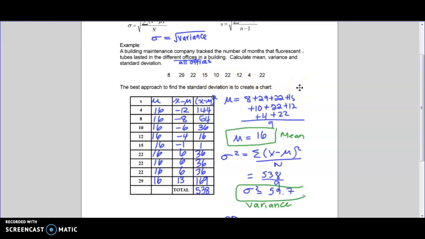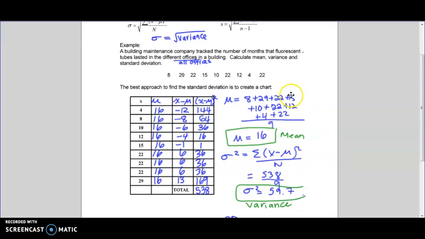The best thing to do here is create a chart with all of your data. To make it easiest, I would do it in numerical order. You don't really have to, but it makes sure you're not missing any of the numbers. All of our individual data points are in the first column. The second column is our mean, or our average. The third column is each data point subtract the mean, and the last column is each data point subtract the mean, squared. The reason we square it is because we need that value to figure out our variance.